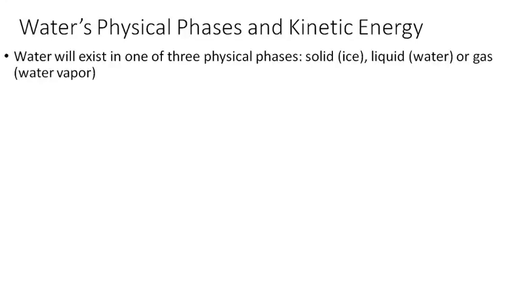In order to make sense of what water does in the atmosphere, we need to understand the three physical phases of water. In fact, the three physical phases of water are the same three physical phases of matter, and you'll find this in an earlier chapter on physics. So water can be a solid, we call that ice. Water can be a liquid, we call that just simply water. Or water can be in its gaseous state, which we call water vapor.